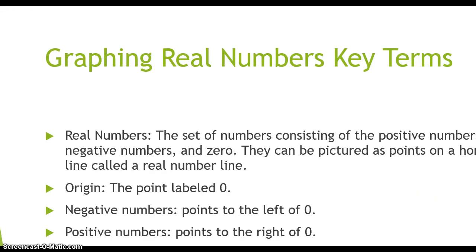And this is the beginning of chapter 2, 2.1, the real number line. So here are some key terms that I would make sure that we have down in our notes, in our notebook. So graphing real numbers. Key terms. So real numbers, the set of numbers consisting of positive numbers, the negative numbers, and zero. So that's the definition of real numbers. And they can be pictured as points on a horizontal line called a real number line. You guys are familiar with the number line here.